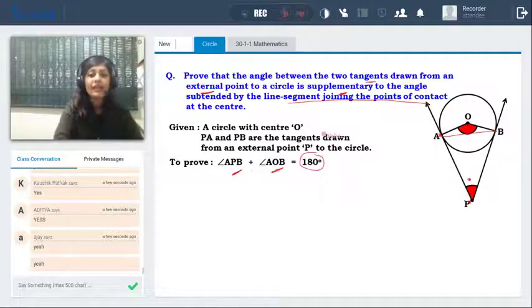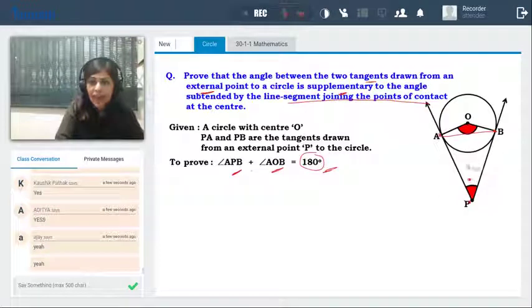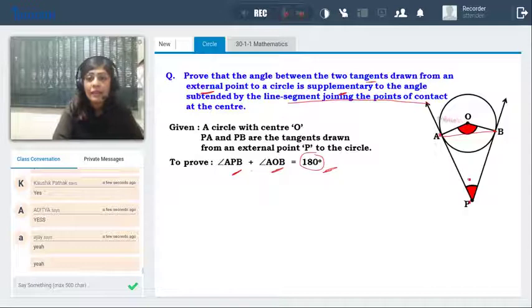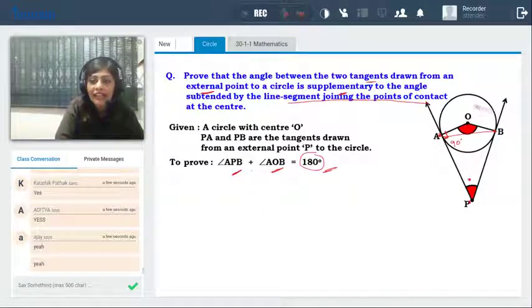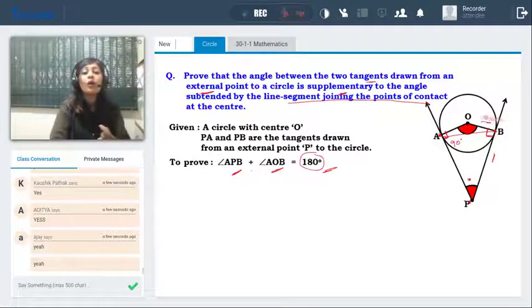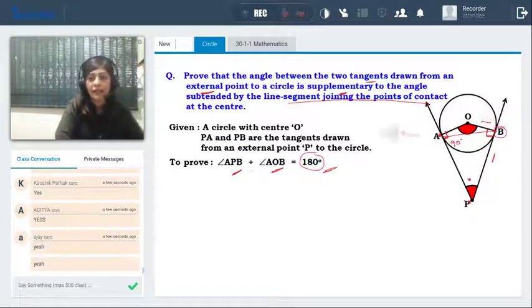Okay. Now that we have understood how to draw the diagram, now that we know what we need to prove, let's quickly move to the sum. Okay, so what do we see? We have tangent AP and radius OA. OA and AP meet at this point of contact A, and what do we know? Radius is always perpendicular to the tangent at the point of contact. So can I say angle OAP is 90 degrees? Yes, definitely. Similarly, we have radius OB and tangent PB, which are also perpendicular at the point of contact B. So what do we get? B is also 90. Yes.